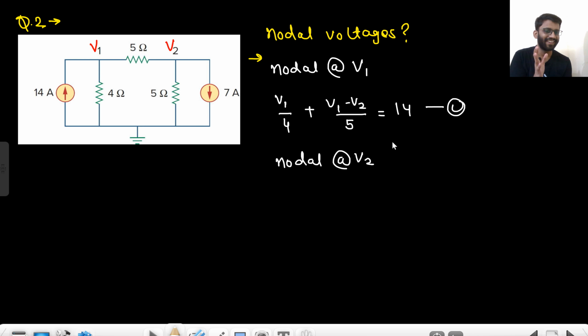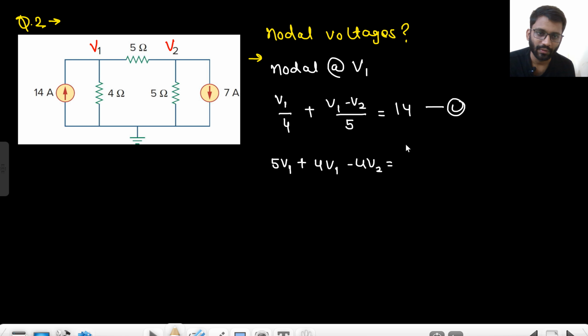And how will you solve these equations? Very simple, no? I don't think I need to tell the solution, but let's just solve it, otherwise people will say I am not solving. So what is the LCM? LCM will be 20. So 5V1 plus 4V1 minus 4V2 equals 20 times 14, which is 280. It will simply be 9V1 minus 4V2 equals 280. Right? So this is equation 1.